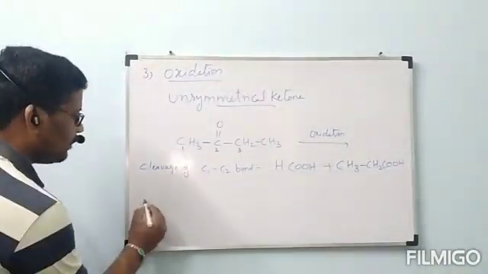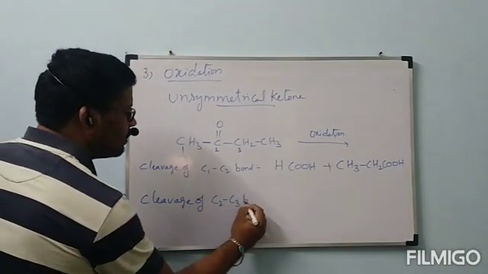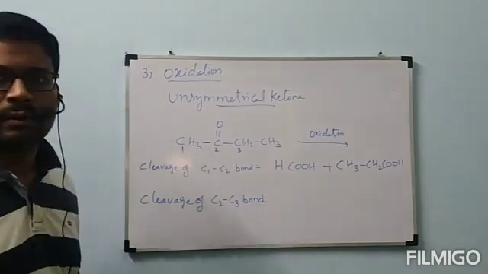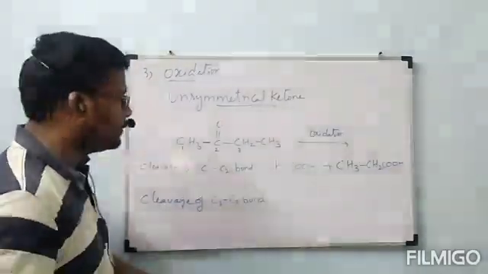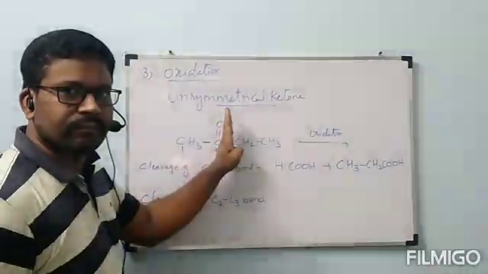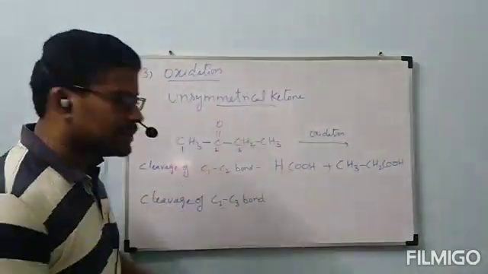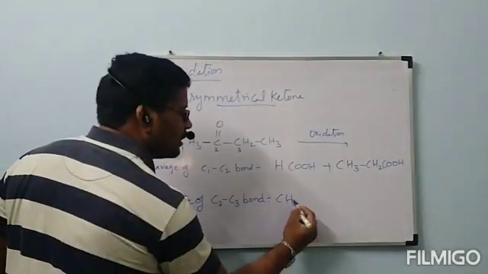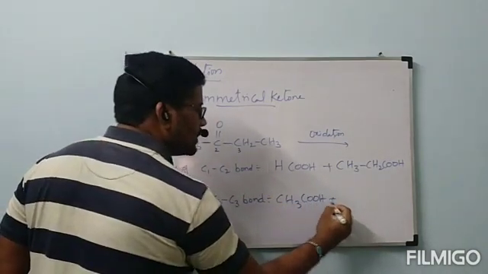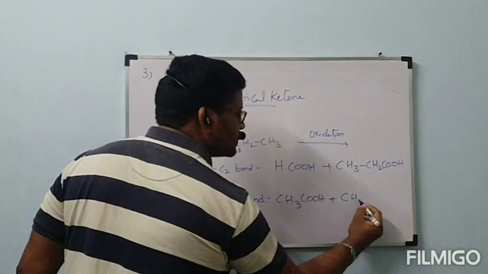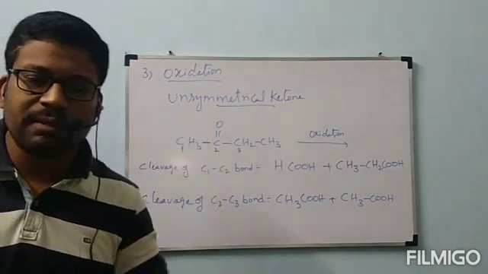Okay, next, cleavage of the C2 C3 bond. Then here the bond will be cleaved. Now on the left side, how many carbons do we have? 2 carbons. On the right side, 2 carbons. Then we will get carboxylic acid with 2 carbons plus carboxylic acid with 2 carbons. Totally 4 carboxylic acids we will get.